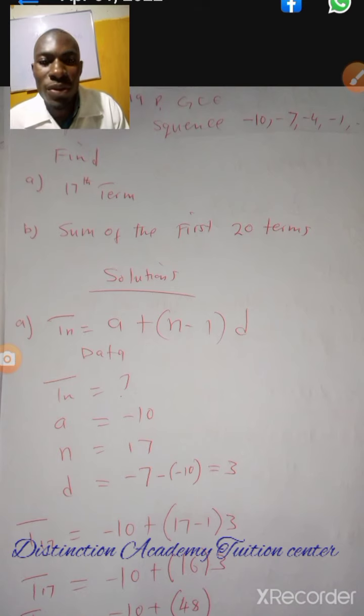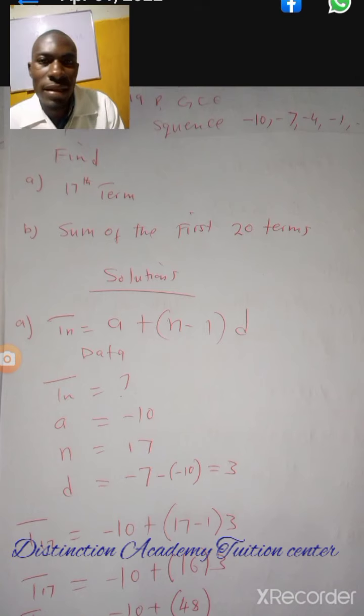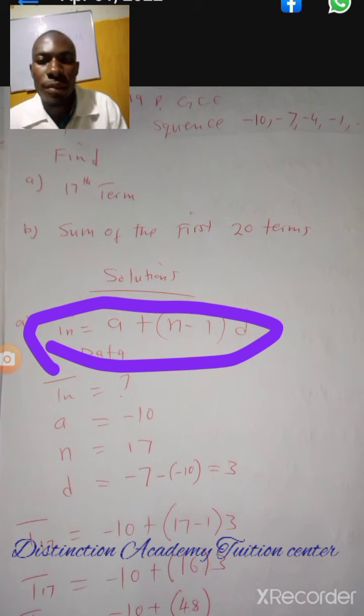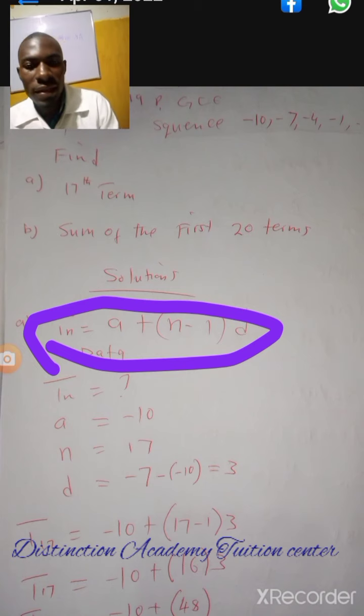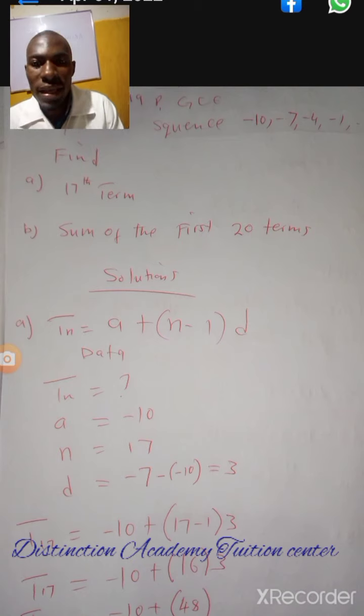We are going to use our usual formula, the formula that we started with, which is Tn is equal to a plus (n minus 1)d. From there, you're going to collect data to know what is really there. So Tn is equal to question mark, because that's what we are looking for. Then a is the first term, which is -10. n is the nth term, which is 17. And d is the common difference.